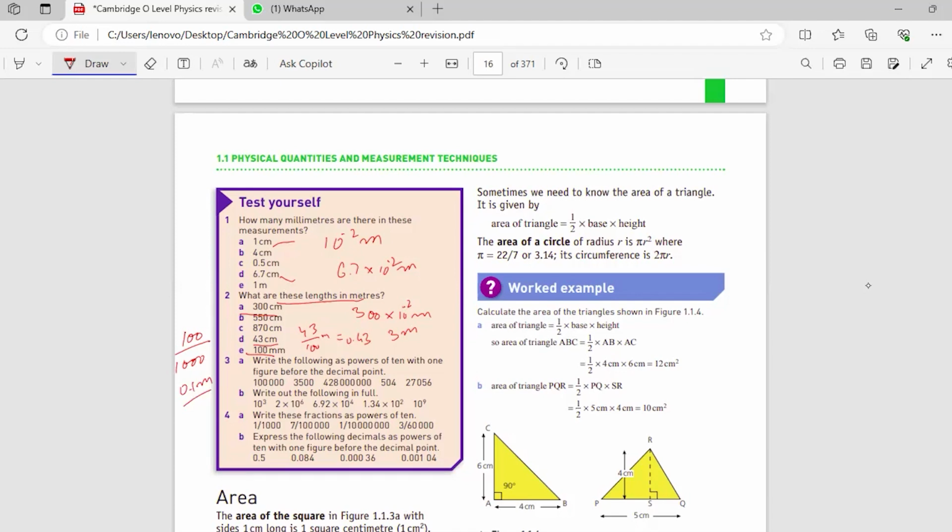Write down each in the powers of 10. We just have to do it like this. This will come to be 3.5 into 10 to the power 3. For this, it comes to be 2.7 into 10 to the power 1, 2, 3, 4.